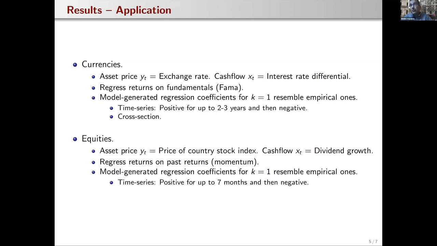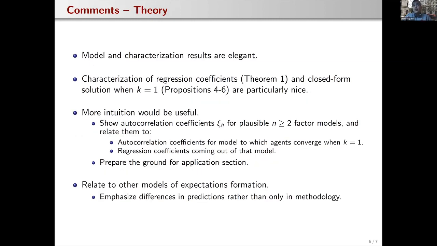There they do the momentum regression, and they find, consistent with the empirical evidence, that the model-generated coefficients are positive up to 7 months and then negative. So this is short-run momentum and long-run reversal. All right, so here are my comments. I will comment first on the theory and then on the applications.